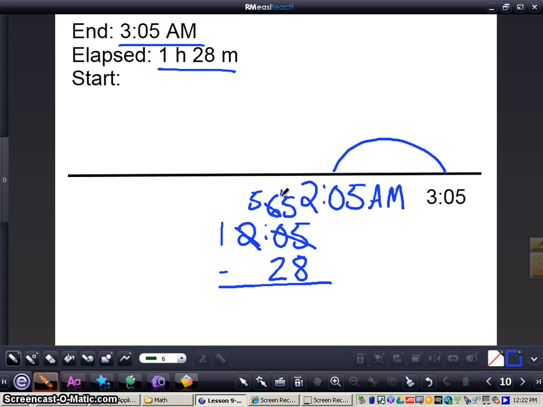15 minus 8 is 7. 5 minus 2 is 3. Okay, we can just bring the 1 down. Okay, so 1:37. So we could say that if we had an end time of 3:05 a.m., the elapsed time was 1 hour and 28 minutes. We could say now the start time was 1:37 a.m.